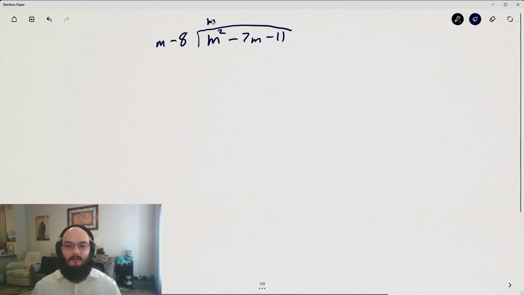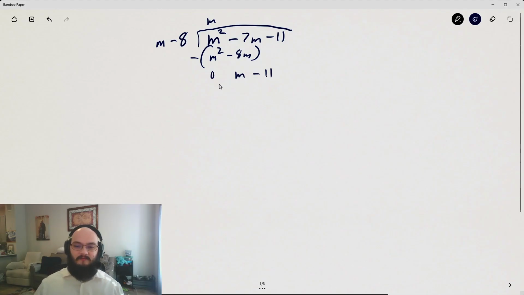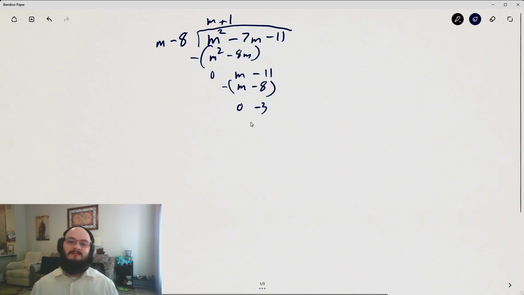Well, that will be m. Multiply this m by this whole binomial, and then subtract it. M squared minus m squared is 0. Negative 7 minus a negative 8 will just be m, or 1m. Drop down the 11. What is m divided by m? That is 1. Multiply this whole thing by 1. We have m minus 8. And m minus m is 0. And negative 11 minus negative 8 is negative 3.